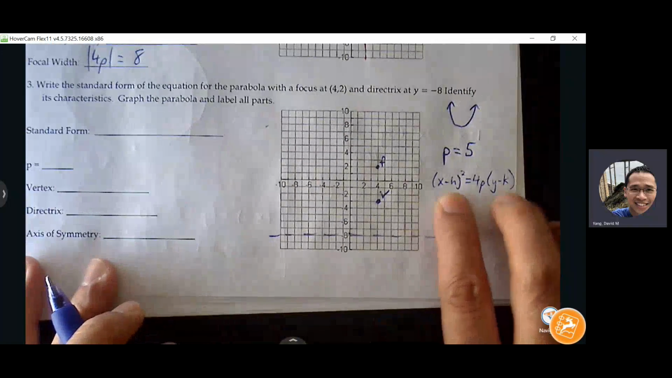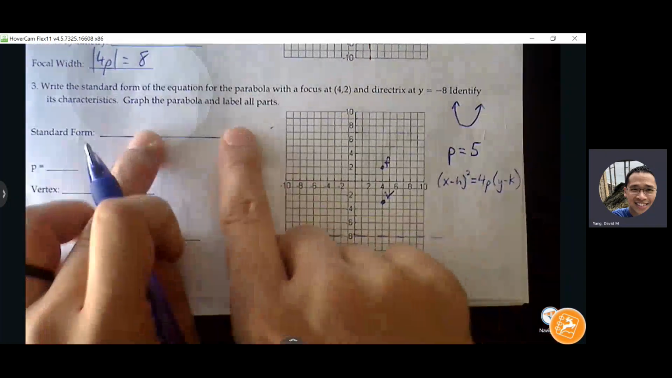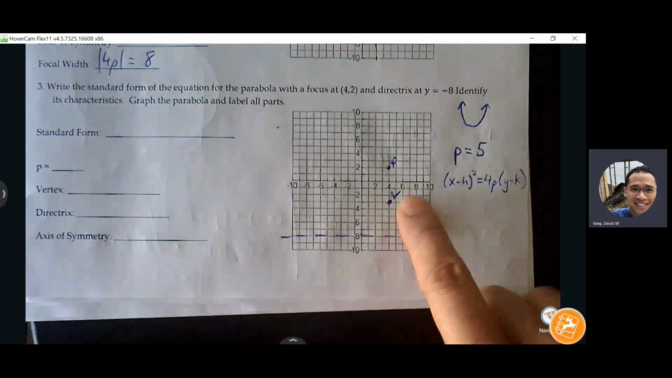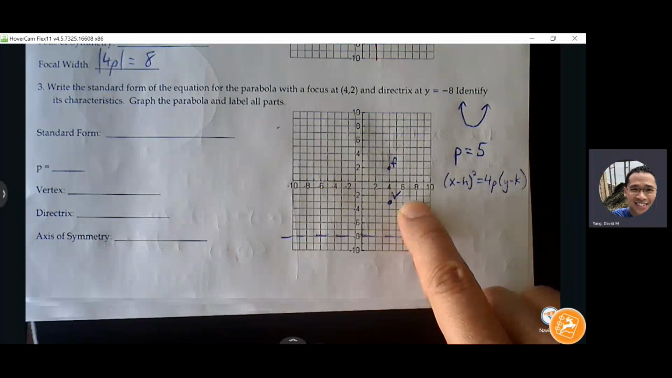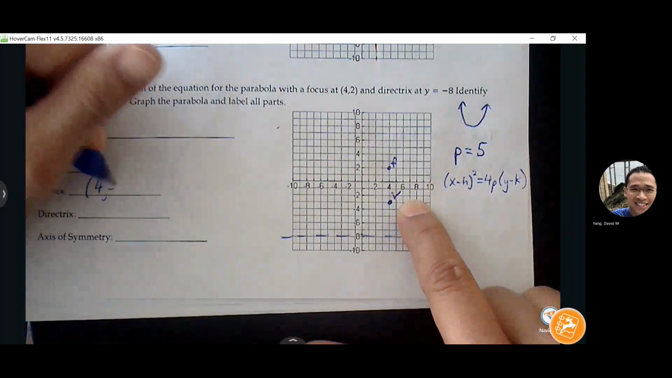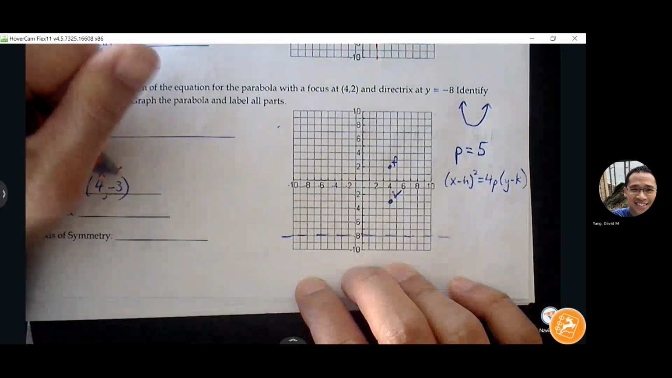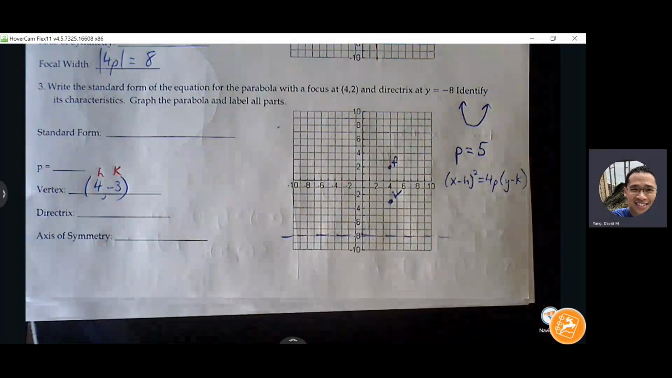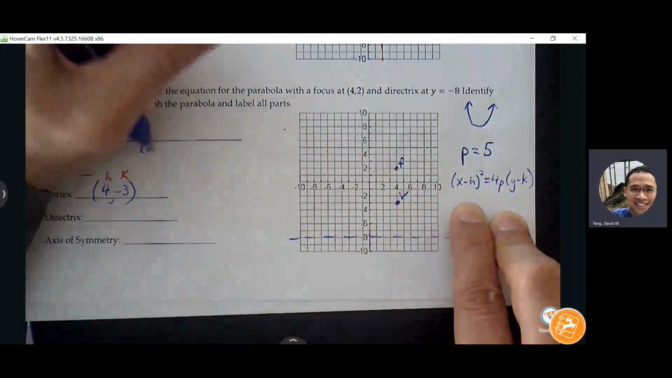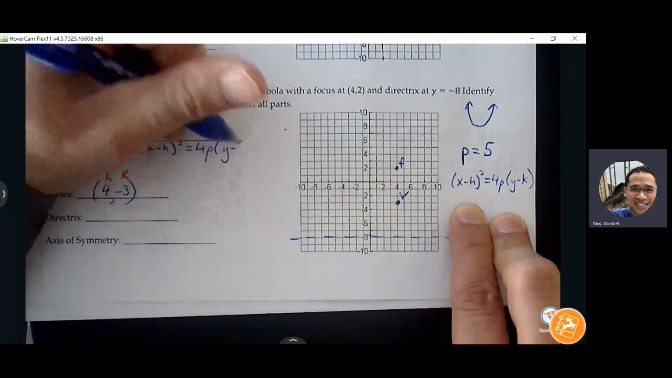All right, so now we have the p-value. We can figure out what the vertex is, and then we can put our equation in standard form. Okay, what's the ordered pair of your vertex? 4, -3. There's your h, and there's your k. P-value is 5, we found that, so there we go. We're ready to put everything into standard form.